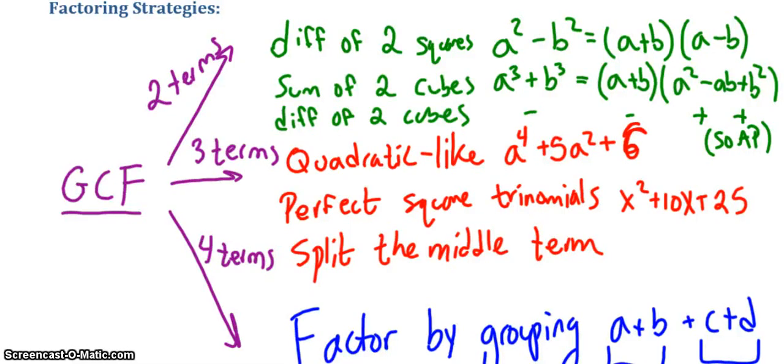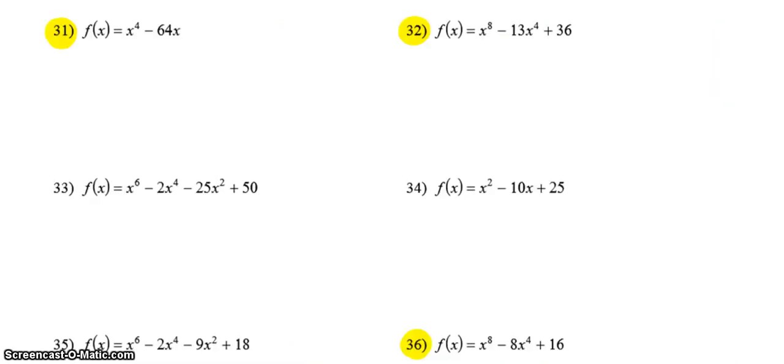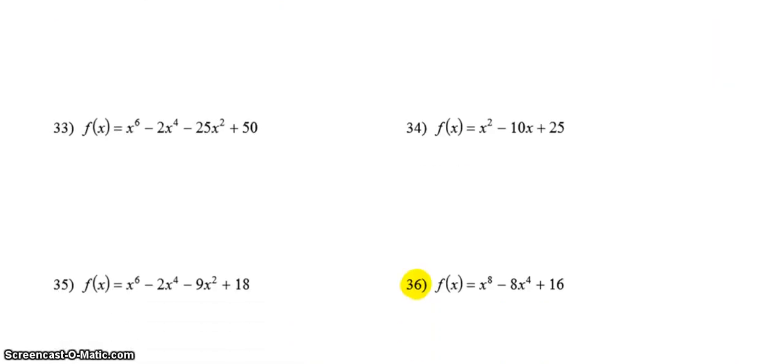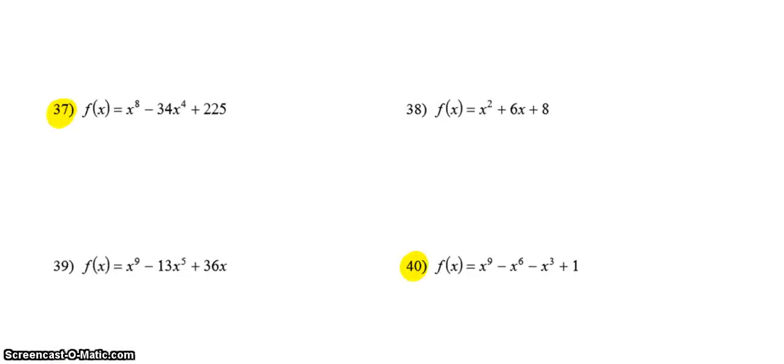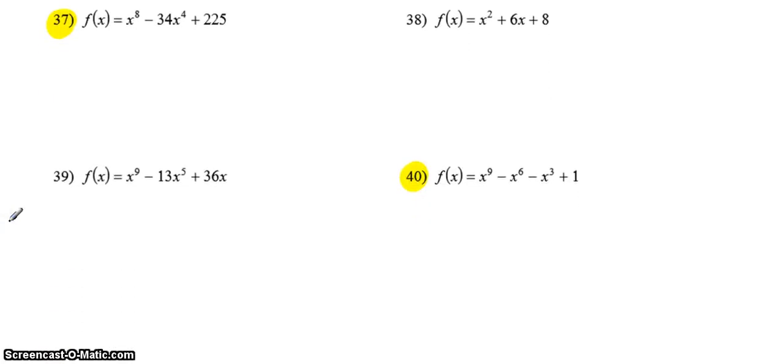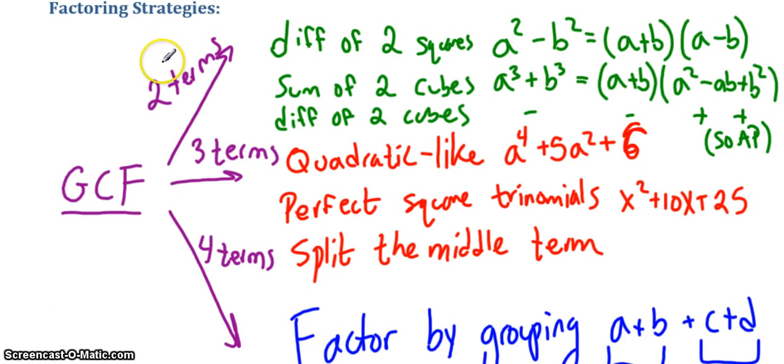In this video, we'll be tackling some more difficult factoring problems in the Factoring Polynomials Exploration packet. More specifically, we'll be looking at problems 31, 32, 36, 37, and 40. Before we get started, though, it'll be important to remember some of the factoring strategies or patterns that we've learned over the past few days.